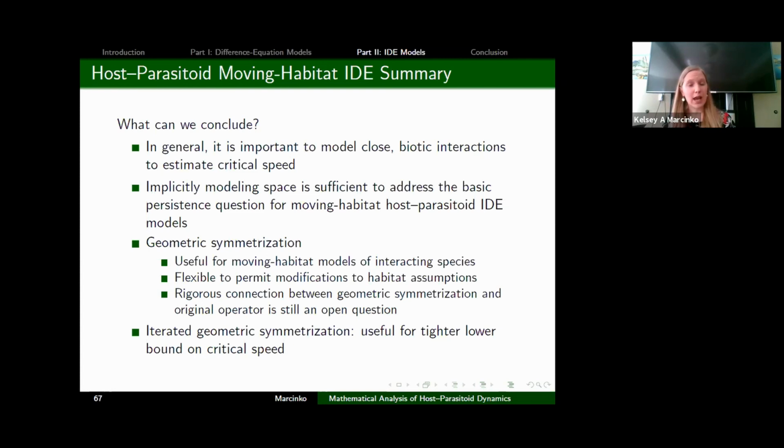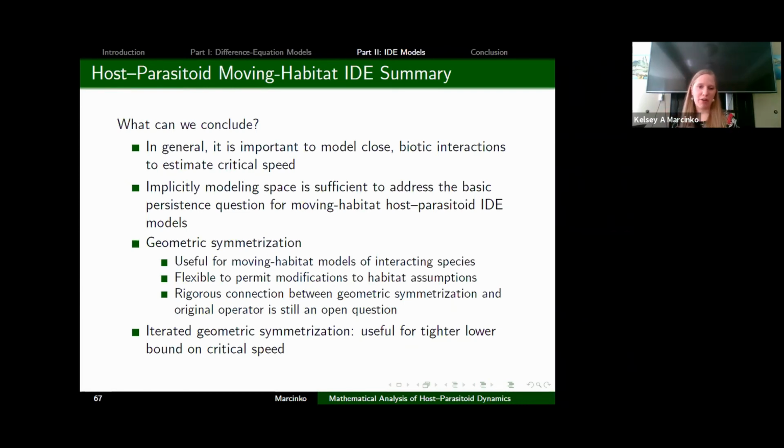On the other hand, when I implicitly modeled space, instead of explicitly modeling it, and looked at average populations, I was still able to get an answer to the basic persistence question for coexistence for those 2 species. And so space doesn't necessarily need to be modeled explicitly to answer this basic persistence question. In terms of geometric symmetrization, I've shown that it is a useful approximation for moving habitat models for interacting species. It is flexible enough to permit modifications to the habitat, as I did in case 3, making some different assumptions.